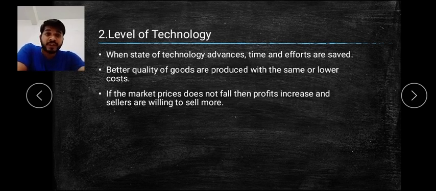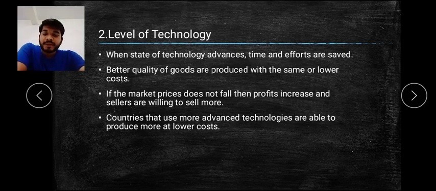But suppose you are using the old technology or it is taking more effort and time, you find that it will affect production. The production will be less, and with less production comes less supply; more production, more supply. So that's why the level of technology also matters. Many countries use advanced technology so that they can produce more as well as at a lower cost.